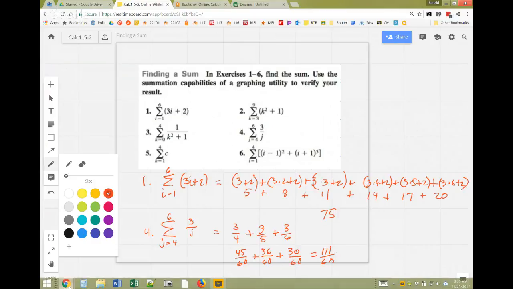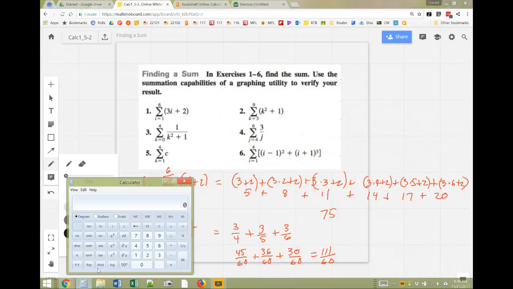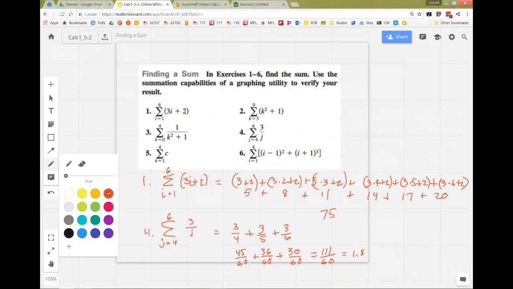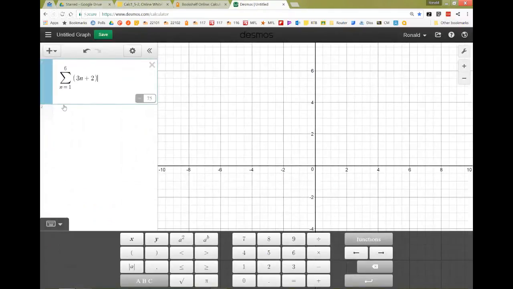Let's just quickly divide that out and see what the decimal is. 111 divided by 60 is 1.85. Okay, let's do it on decimals. So, need the keyboard now.